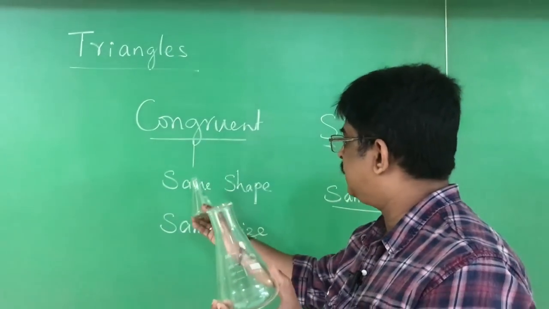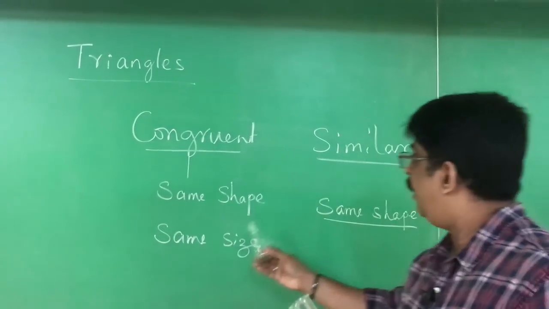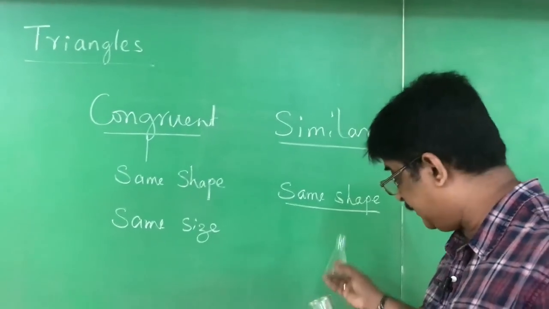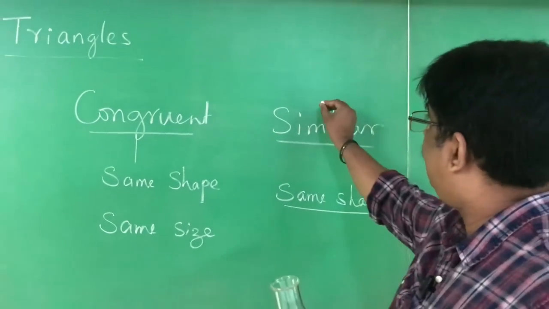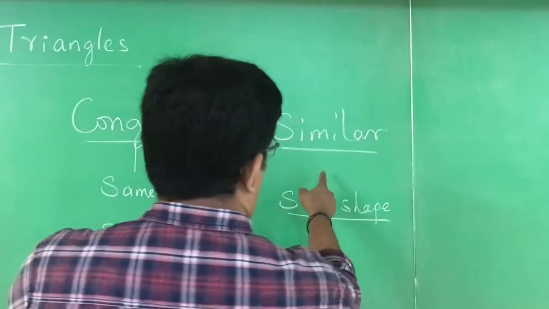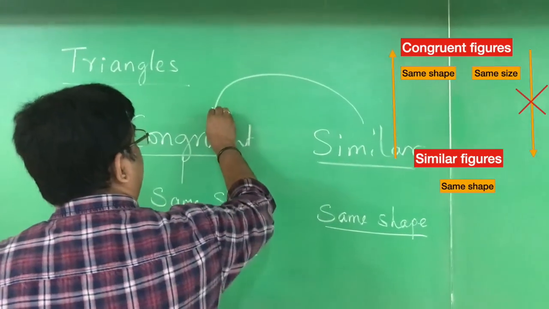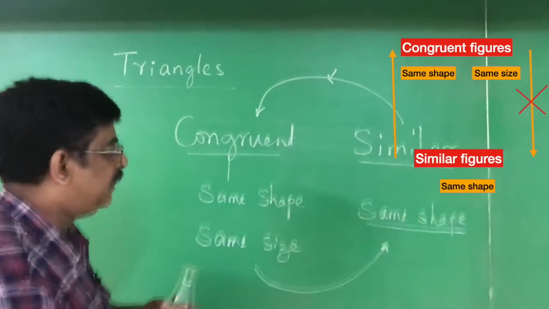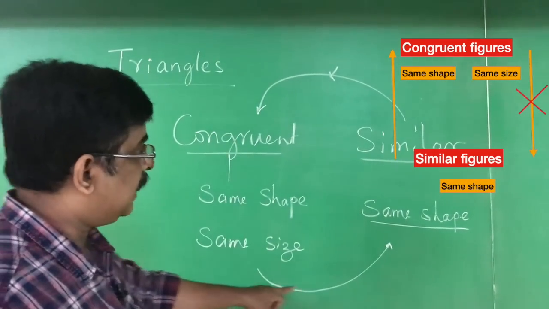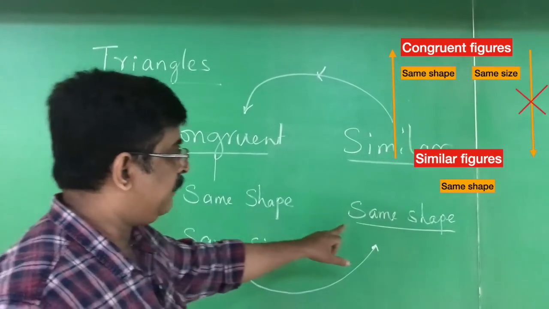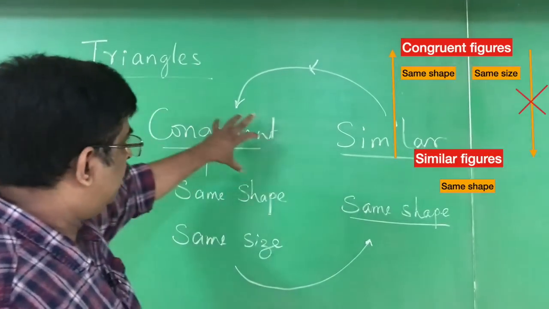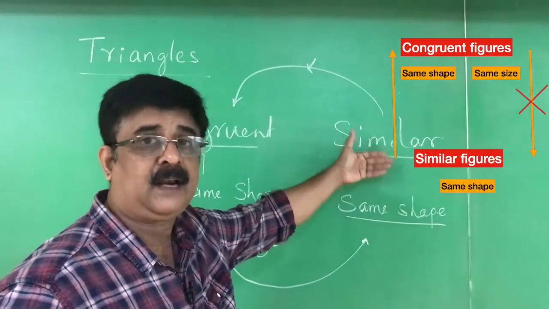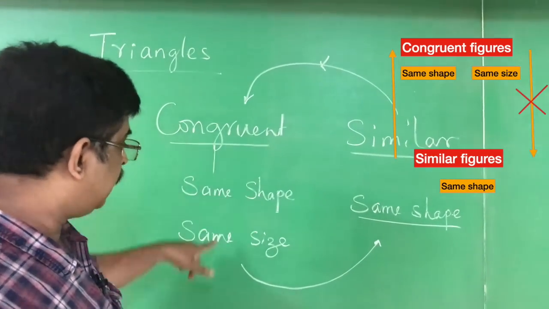All congruent figures are of same shape and same size. All similar figures are of same shape, but they may have a different size. By that, all similar figures are not congruent figures, but all congruent figures are similar figures. Try to understand this. Why? Because similar figures have same shape. To become congruent, the size should be same.